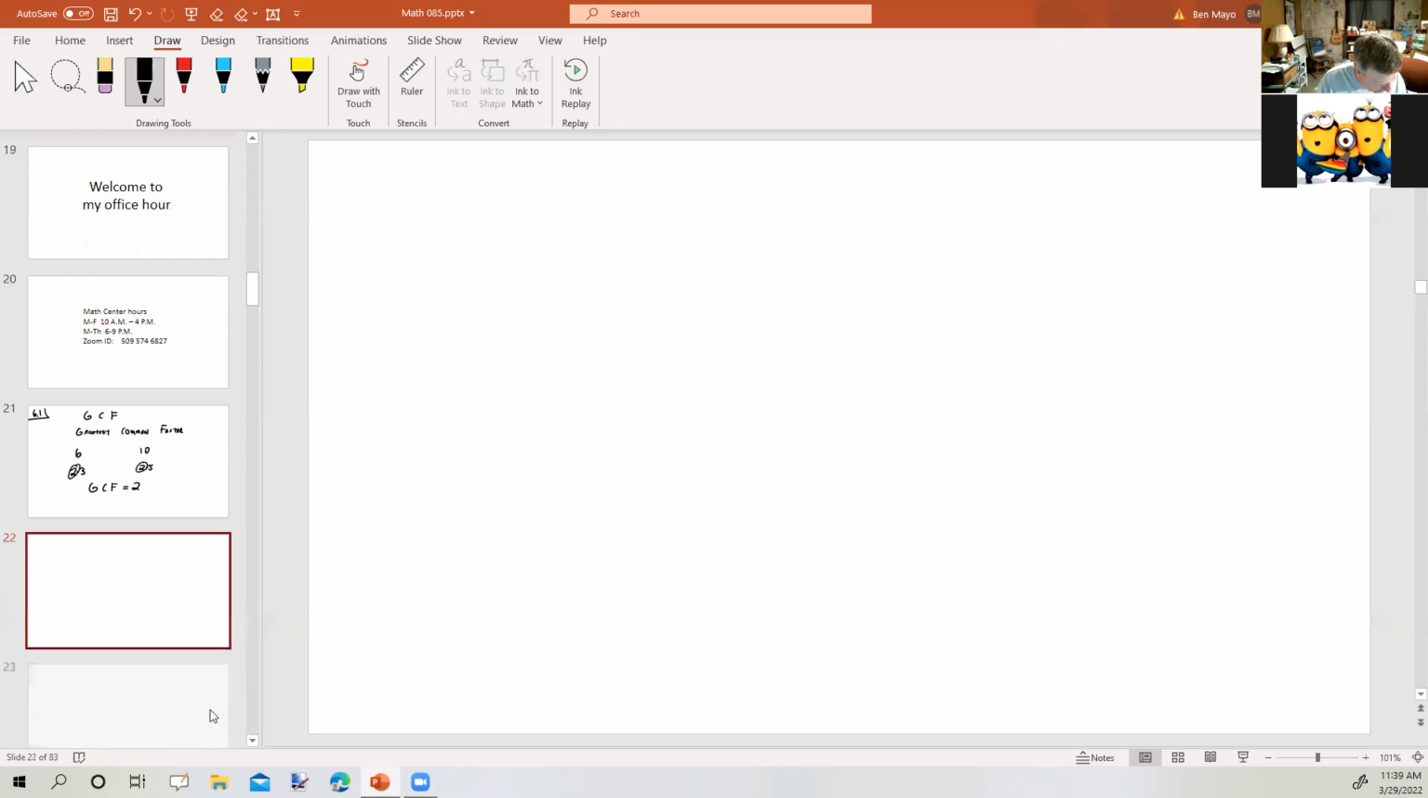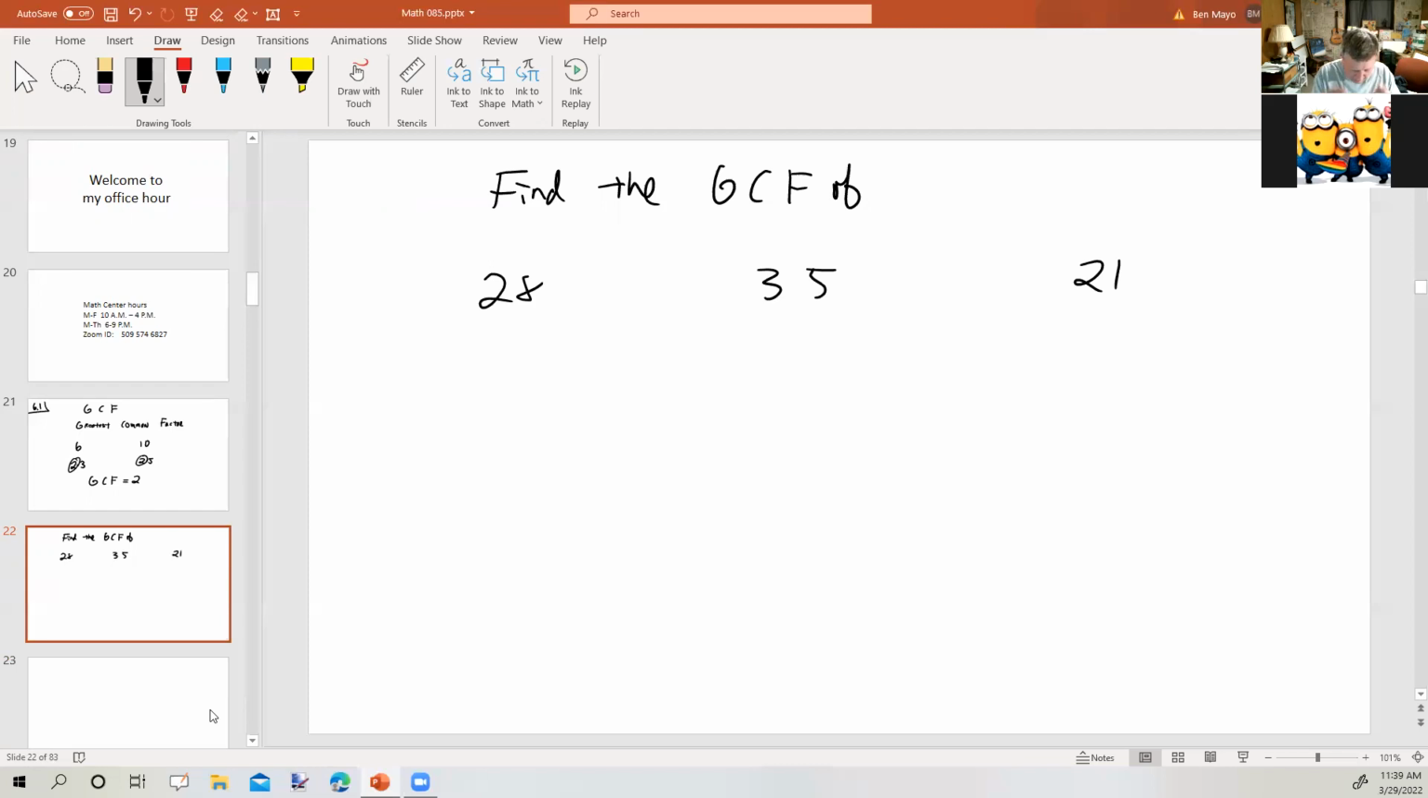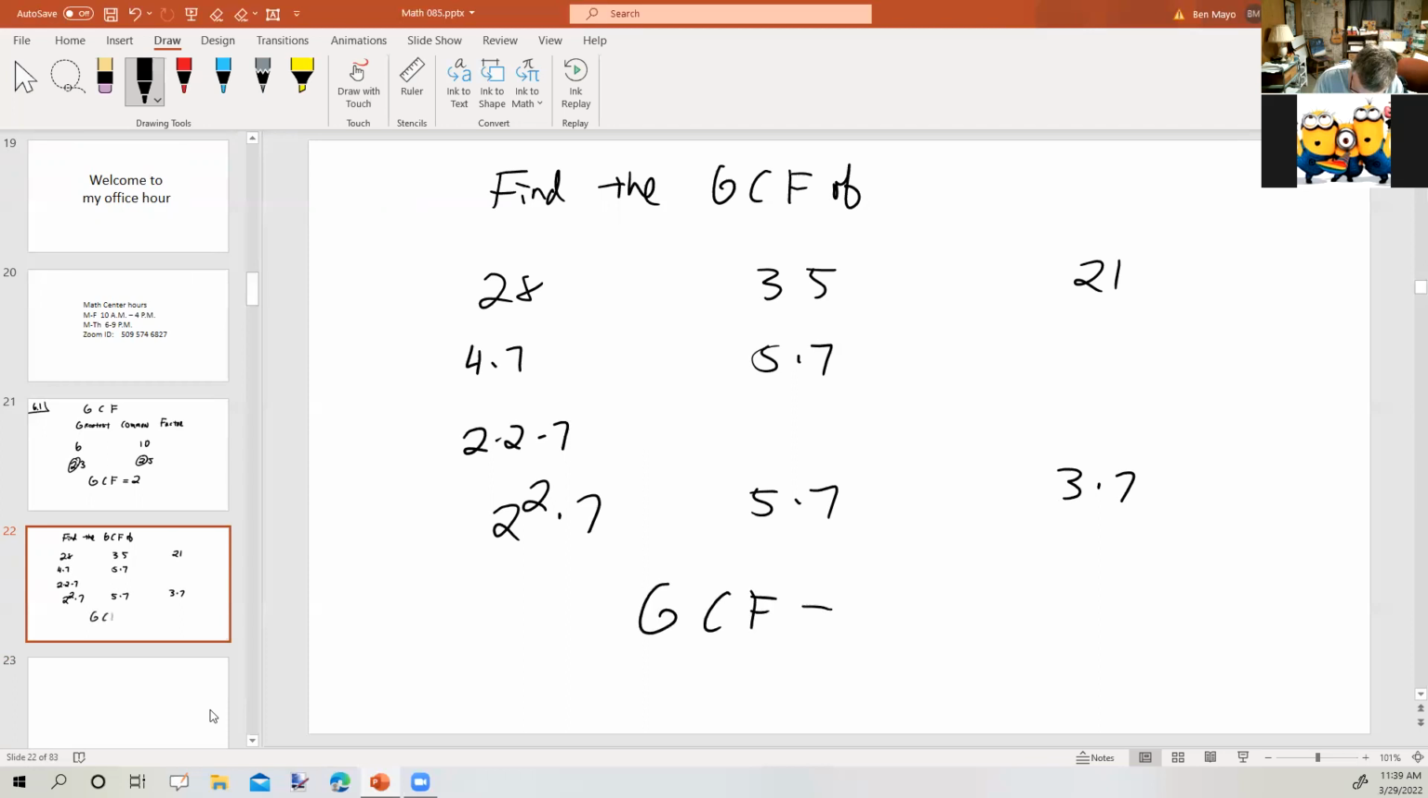All right, let's take a look at another example. Find the greatest common factor of 28, 35, and 21. I guess I better just leave these on. 28 is 4 times 7, which is 2 times 2 times 7, or 2 squared times 7. 35 is 5 times 7, and 21 is 3 times 7. Let's see, what's common factor? 7 is a common factor, and that seems to be it. So the greatest common factor is 7.